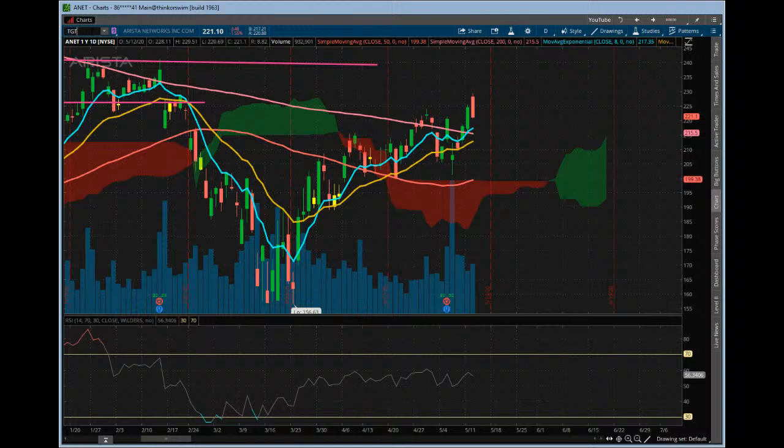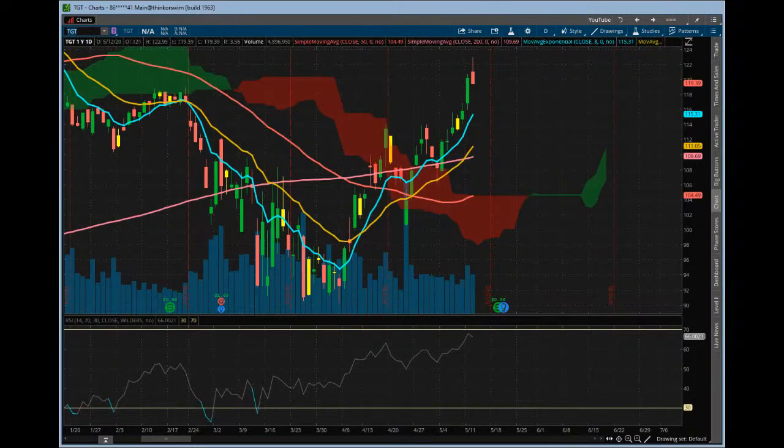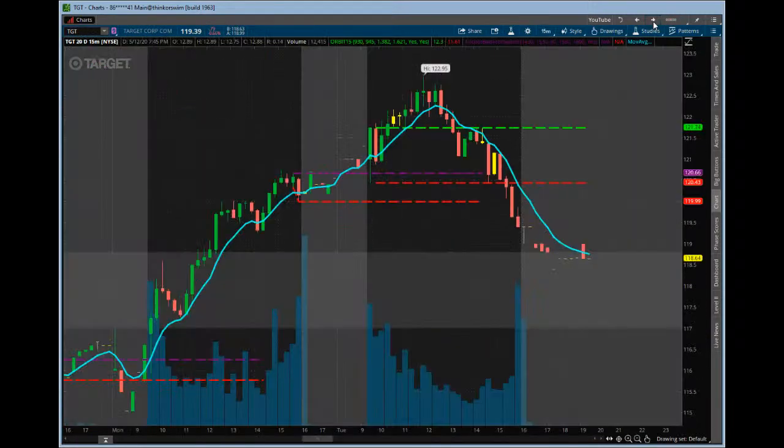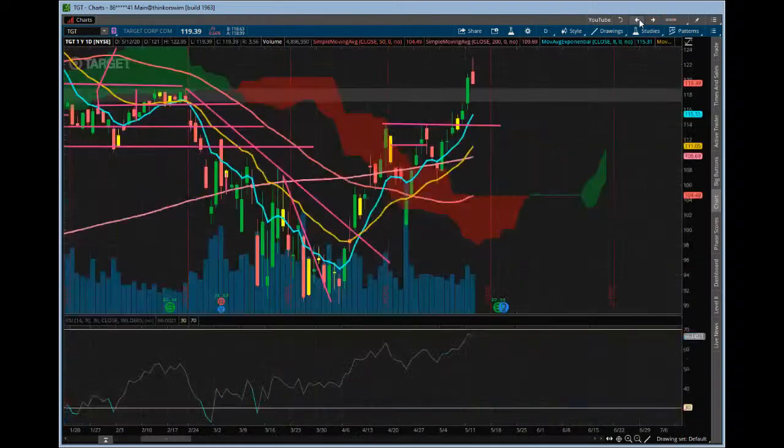And then TGT. Nice candle yesterday. Got great follow through to the upside today, guys, on Target. And a lot of these ones that were bullish yesterday did get some nice movement intraday. Double inside 15 up, gave you a little bit of a spike there, and then just pulled back all nasty like that at the end of the day with everything else.